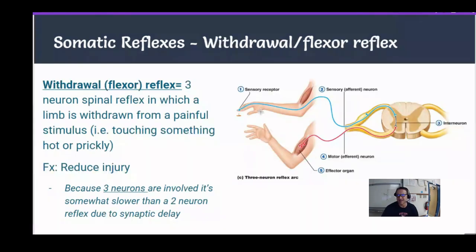And very similar to the last slide, there's another specific type of somatic reflex, the withdrawal or flexor reflex. All right, so here you can see this time the stimulus is not a little reflex hammer hitting your patellar tendon. This is where you're touching something, looks like a little tack or something. So your sensory receptor is going to feel that. The sensory neuron is going to take it through the dorsal root. Here's the dorsal root ganglion right here. Comes into the spinal cord, enters the gray area.